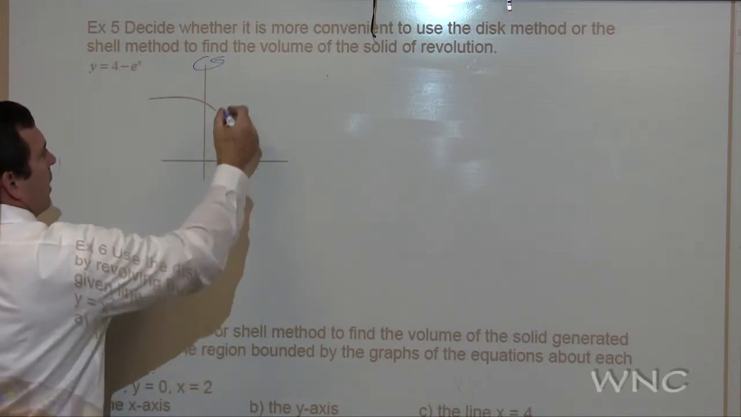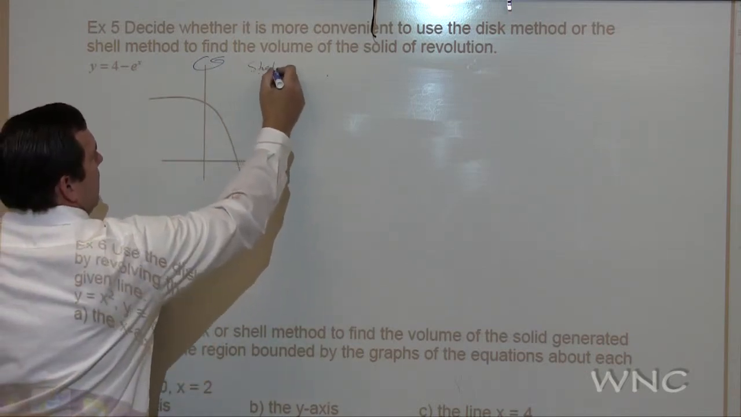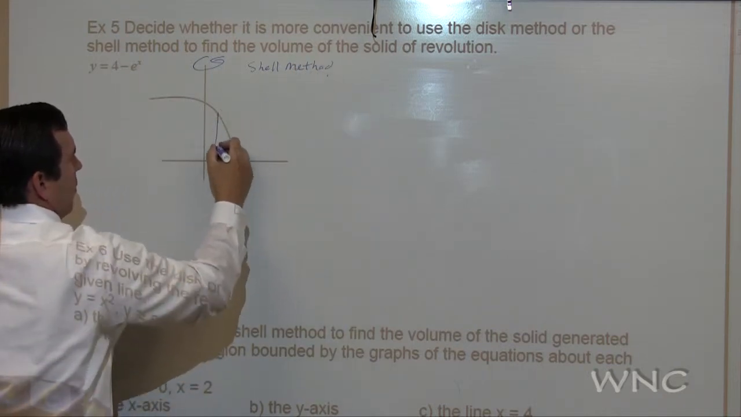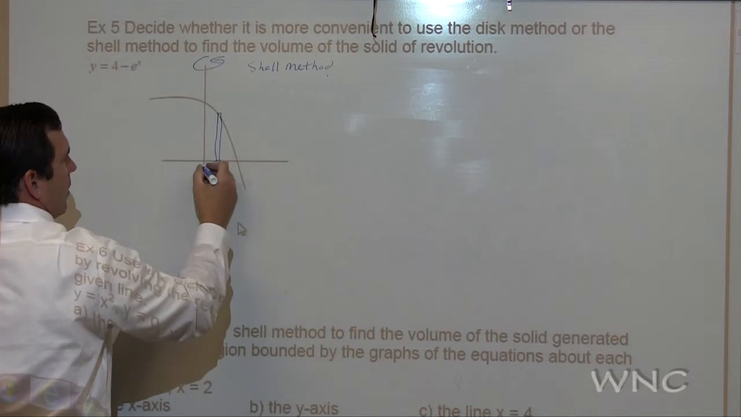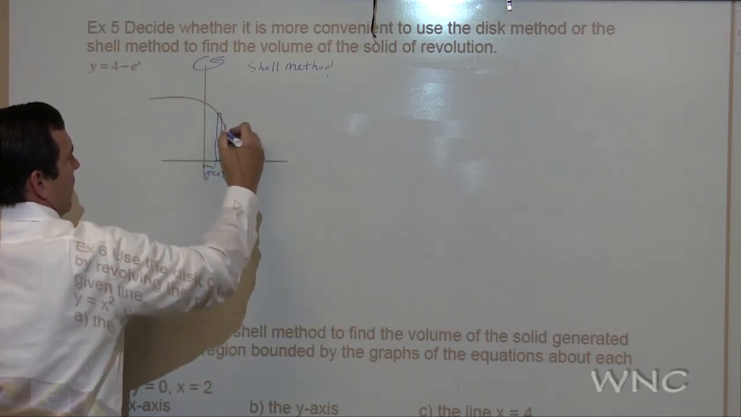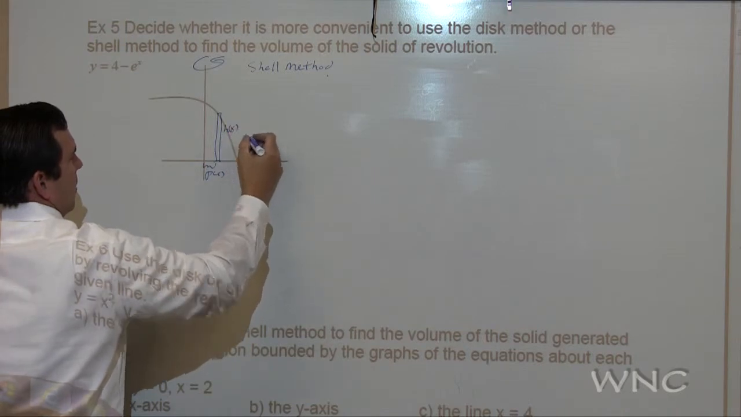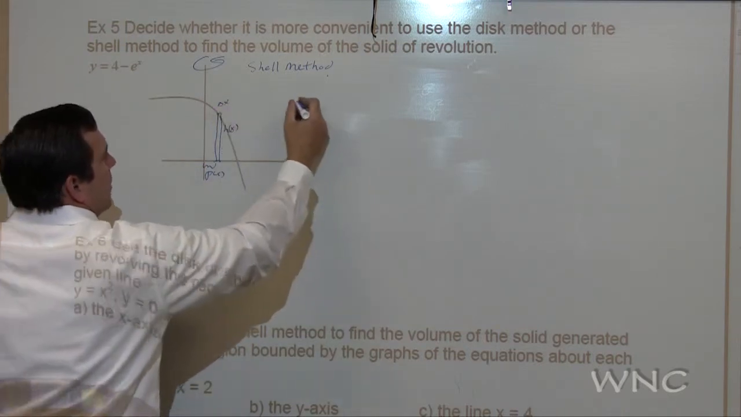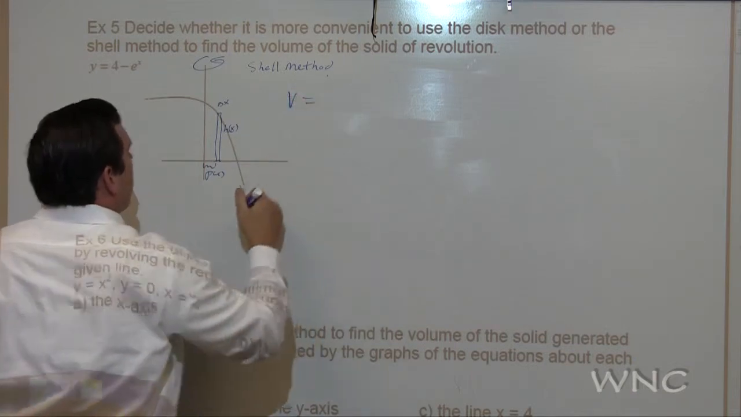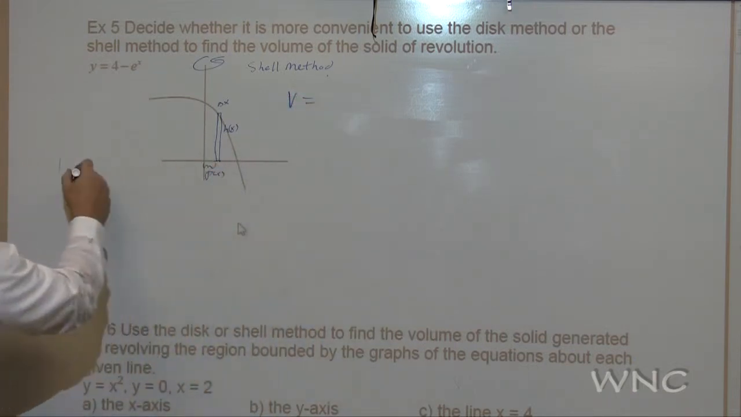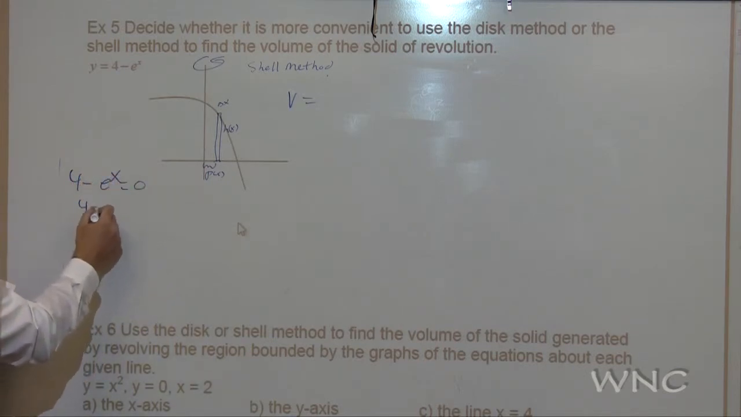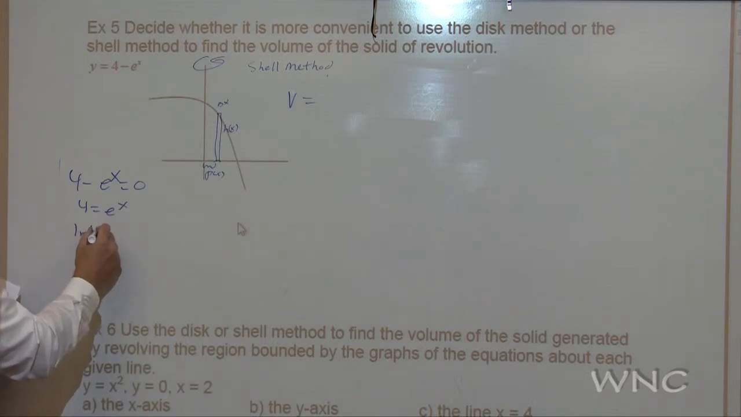So first of all, if we look at the shell method, here's our approximating rectangle, p of x, and then we have our h of x and our delta x. So our volume is going to be what? And if we want to check where this is hitting, 4 minus e to the x equals 0. 4 equals e to the x, so natural log of 4 equals x.